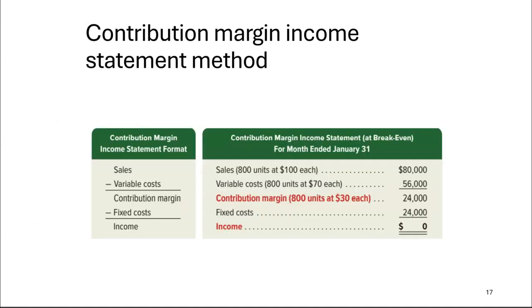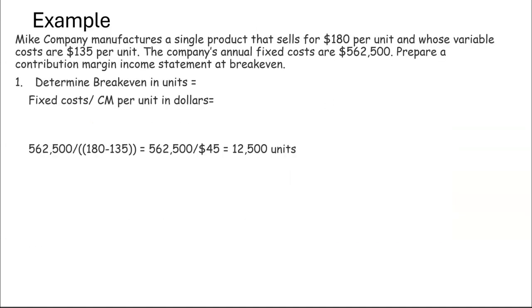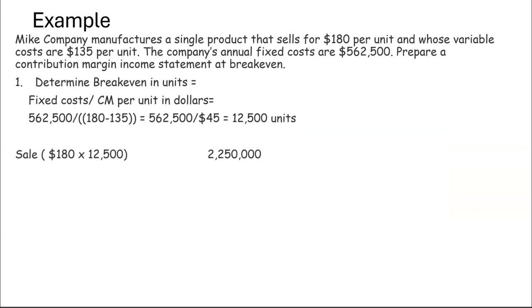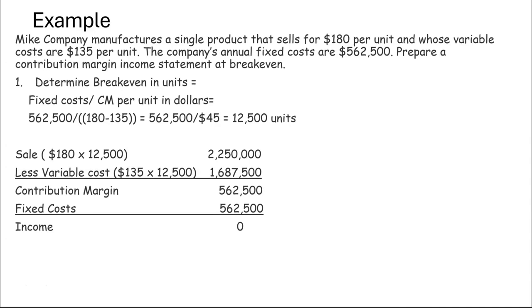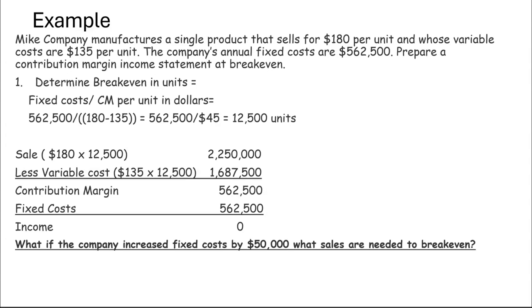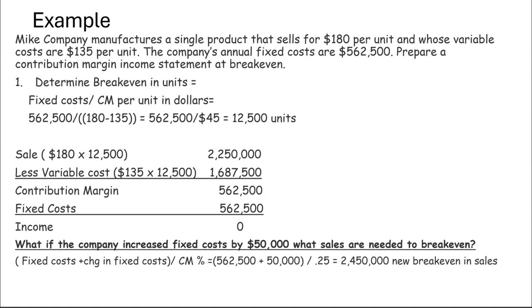So when we do our contribution margin income statement method, we're going to take the same problem. So we end up with sales of $2,250,000 less our variable costs minus our fixed costs gives us 0. What if the company increased fixed costs by $50,000? What sales are needed to break even? So we take the fixed costs plus the change in fixed costs divided by the contribution margin percentage, and that tells us now we'd need sales of $2,450,000 to break even.